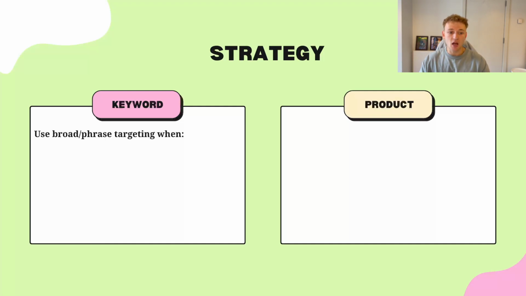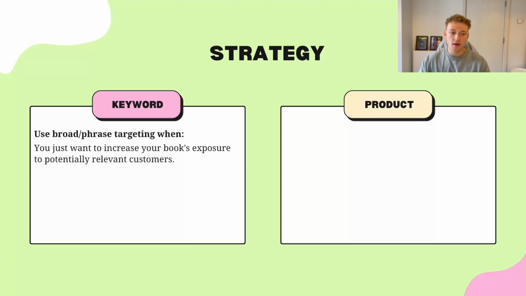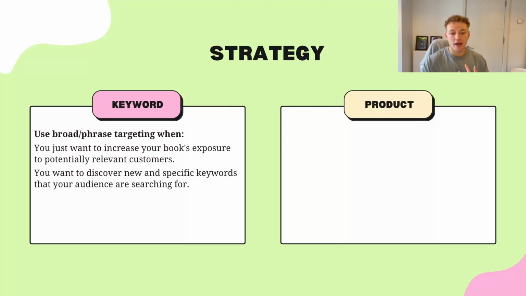So in terms of keyword ads, I would use broad and phrase targeting when A, you just want to increase your book's exposure to potentially relevant customers, and B, you want to discover new and specific keywords that your audience are searching for. So it's all about discoverability, increasing your book's exposure and trying to find potentially new profitable keywords that you can eventually target with an exact match type.